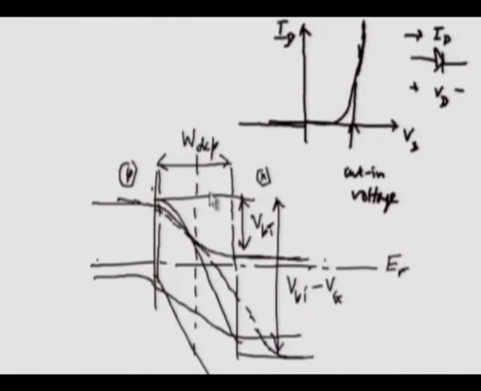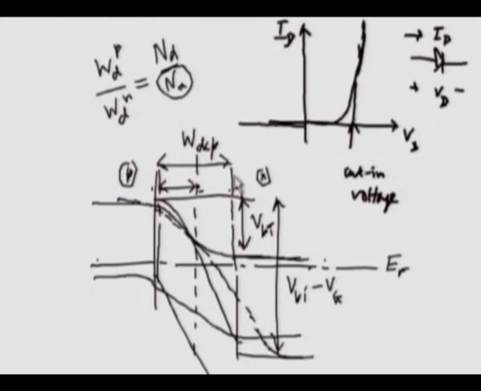In a P plus N junction, this part of the depletion region is negligible compared to that one. Because if you look at W depletion on the P side to W depletion on the N side, you get something like N_D over N_A. And if your N_A in a P plus N junction is much larger than N_D, then it is like 0. Therefore, in the JFET figure, we are not even bothered about this particular part on the P plus side. We are only worried about the N side. Is that clear?